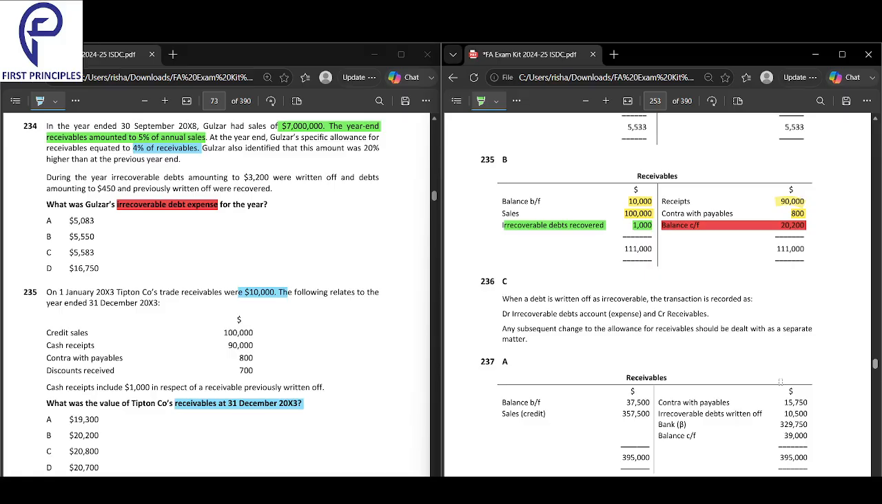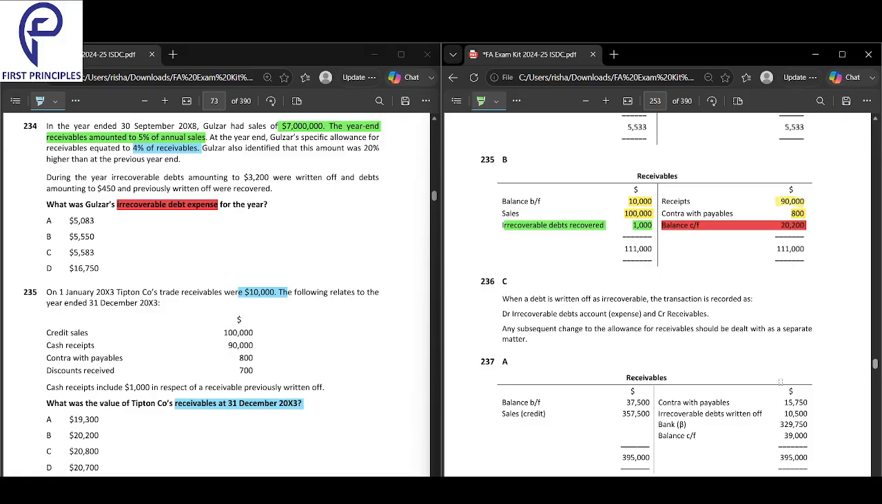So just to close that written off, because it was recovered, on the opposite side you're putting an entry. So you're reducing your irrecoverable debts account basically. Irrecoverable debts account was always on the other side. So now you're reducing that because you've recovered the money. So it comes over here. It's literally straightforward.